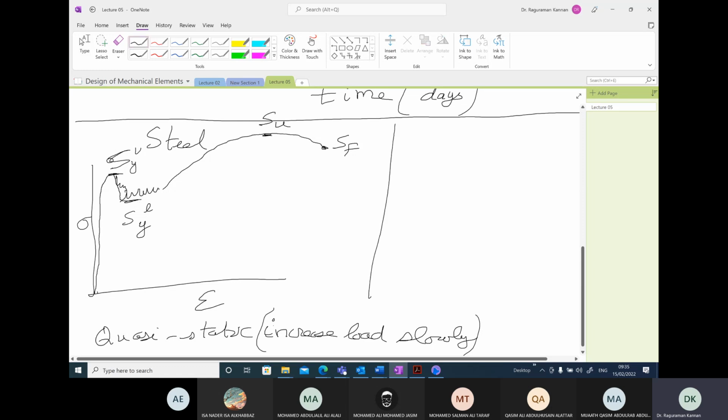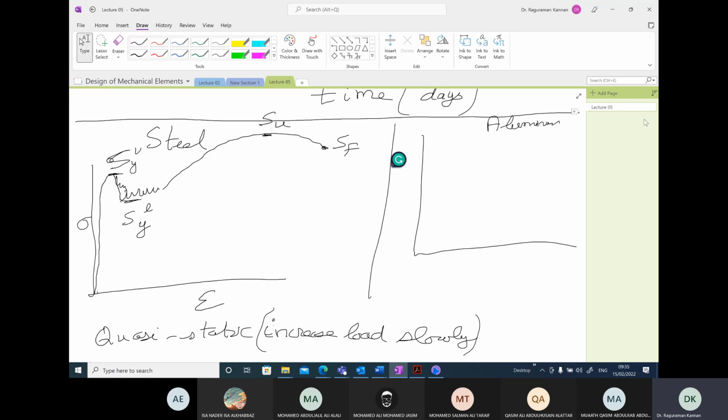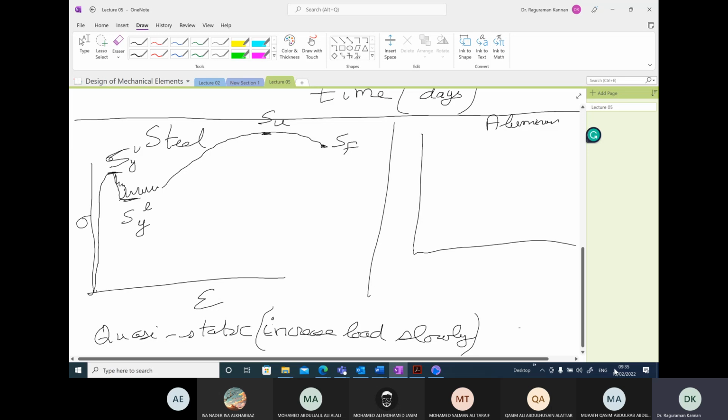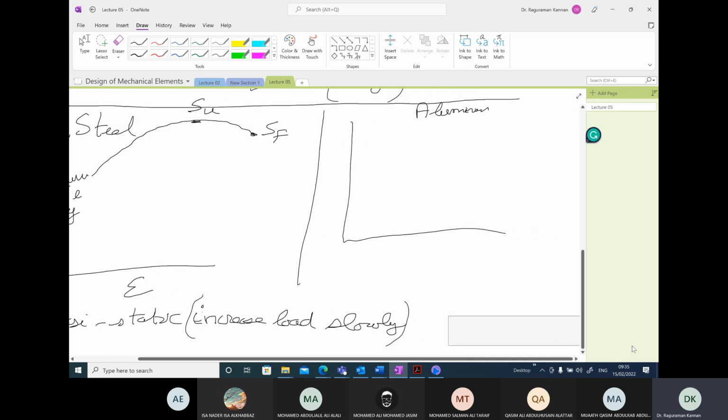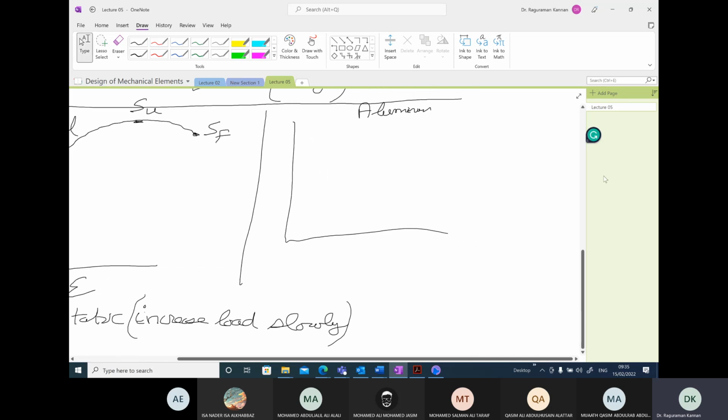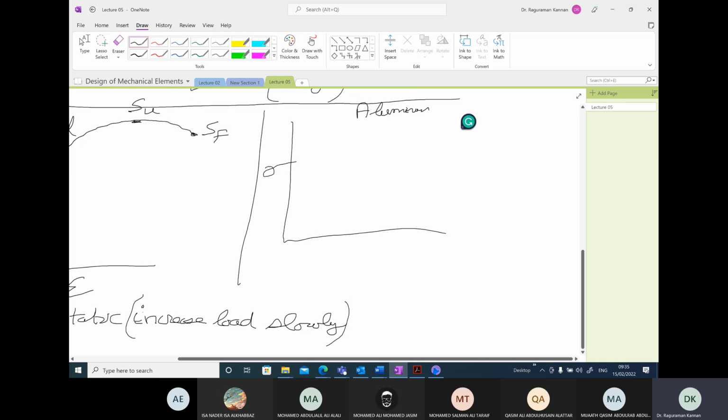However, if you take aluminum, on the other hand, we had a different picture. We do not have these upper and lower yield points. In the case of aluminum, we had a smooth curve. Then it smoothly goes here like this.